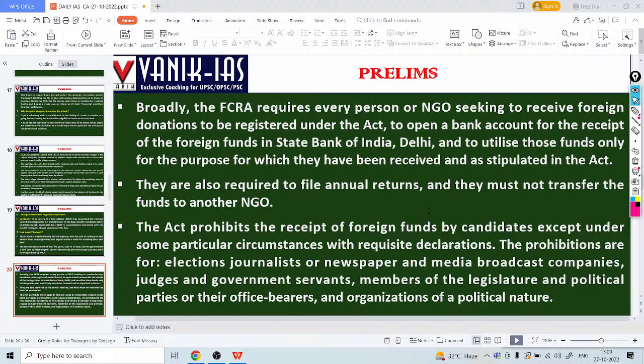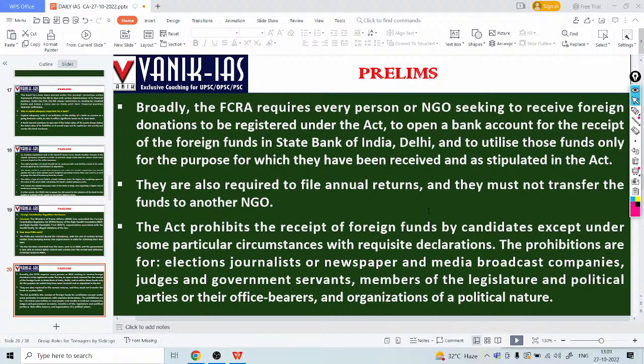And in this light, the two frontal organizations linked with the Gandhi family have had their registration cancelled. Okay, they are also required to file annual returns.